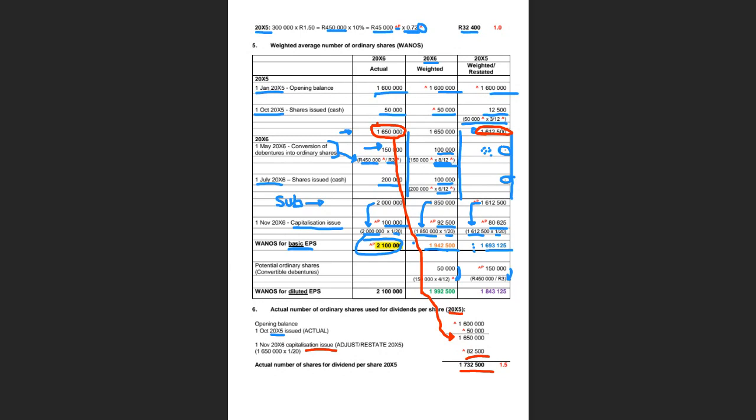Okay. So we've basically gone through this whole example. Do you guys think that this is something that you can do?